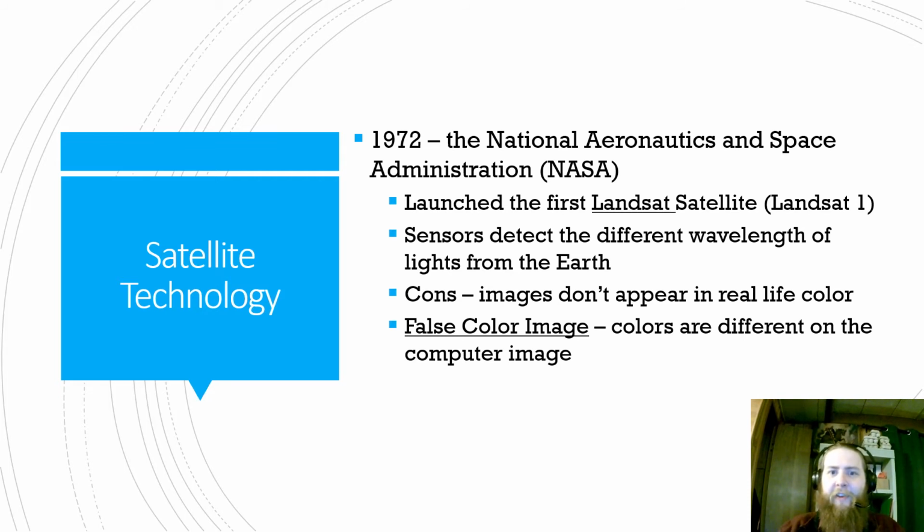In 1972, the National Aeronautics and Space Administration, NASA as we call it today, launched the first Landsat satellite. This is Landsat 1. We've had Landsats 2, 3, 4. I think we're up to 5 or 6 now. And what this does is it detects different wavelengths of light bouncing off of the Earth.